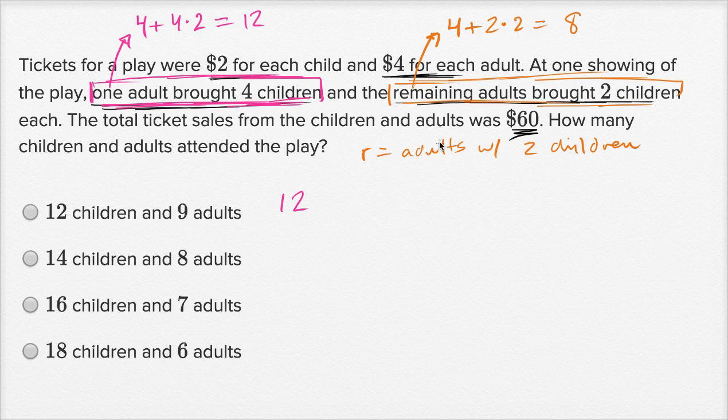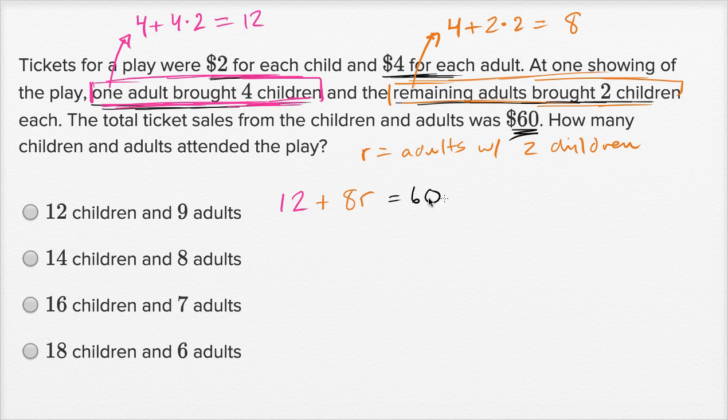So each of these adults with 2 children are going to spend $8 at the play, and there are R of them. So this is the total amount of ticket sales from the adults with 2 children. And you add that to the ticket sales from this one adult with the 4 children, and they're going to have to add up to $60.